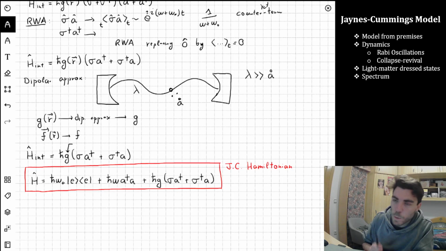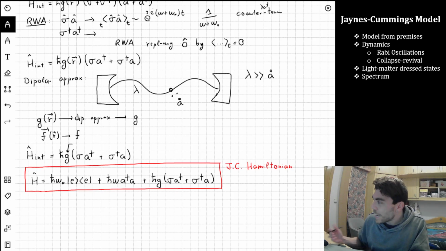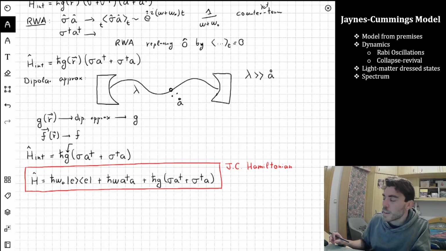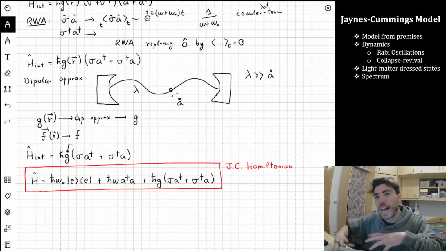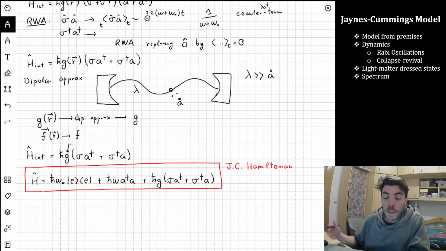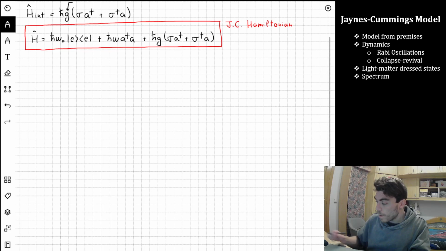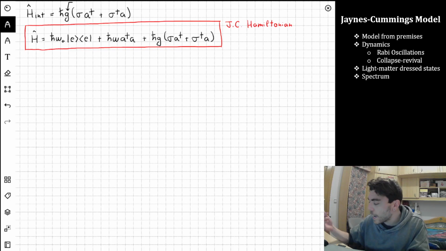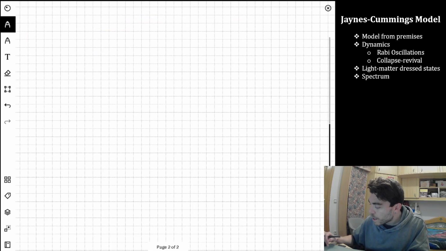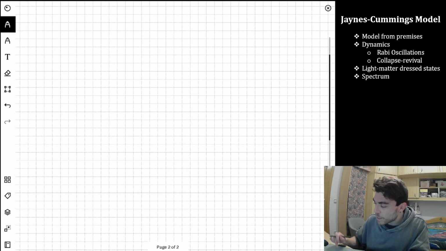Now for this video we will also see the dynamics of this Hamiltonian, and then for the next video we will see the eigenstates of this Hamiltonian, which are called the dressed states, states that are a mix between light and matter, and the spectrum of the Hamiltonian. And then afterwards we will see some applications in terms of preparing non-classical states of light, like Schrödinger cat states and some other states, and Bell states as well.